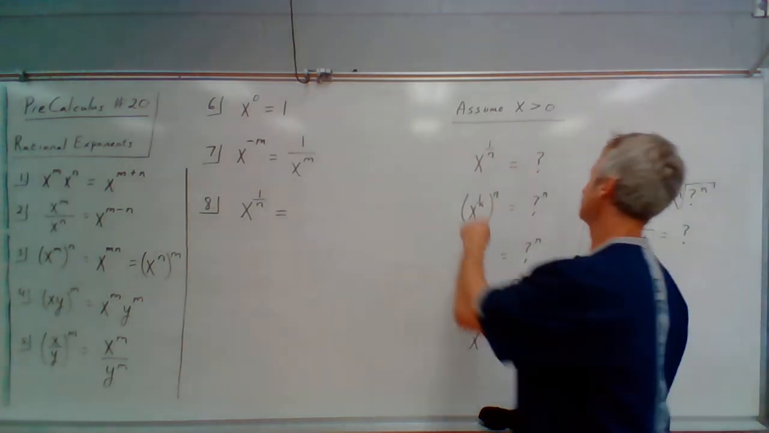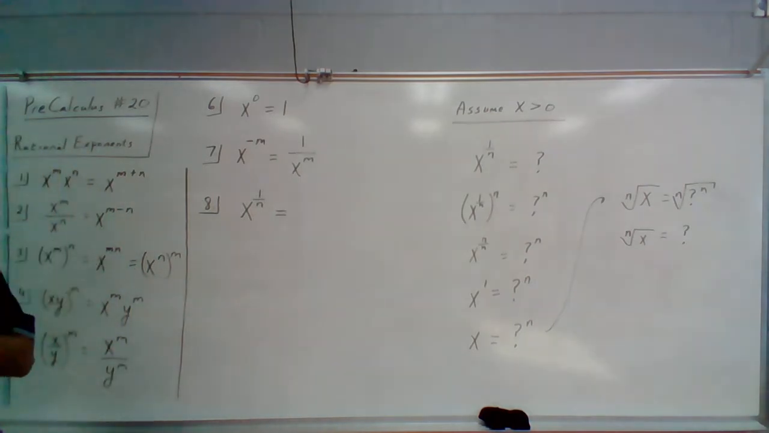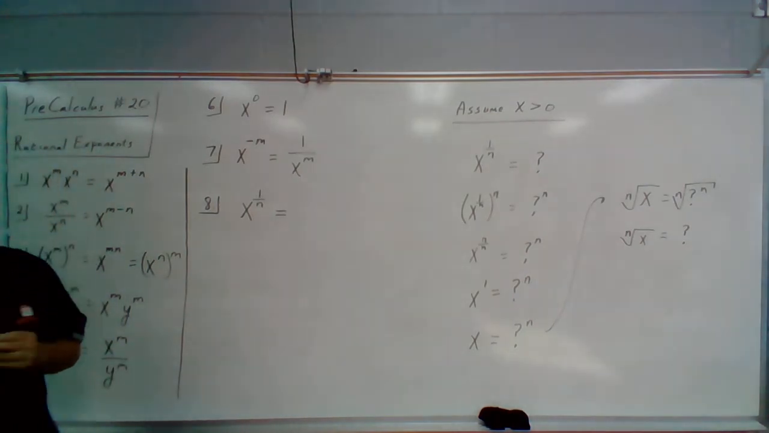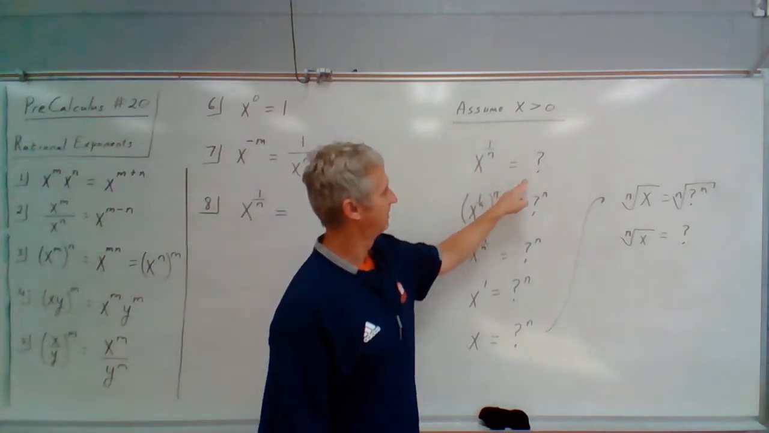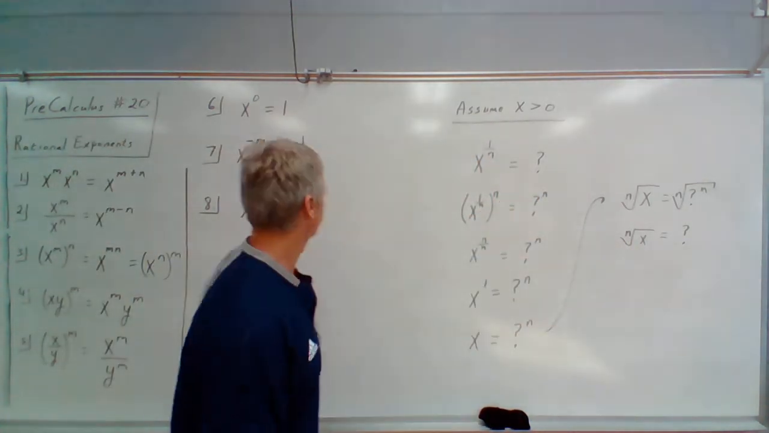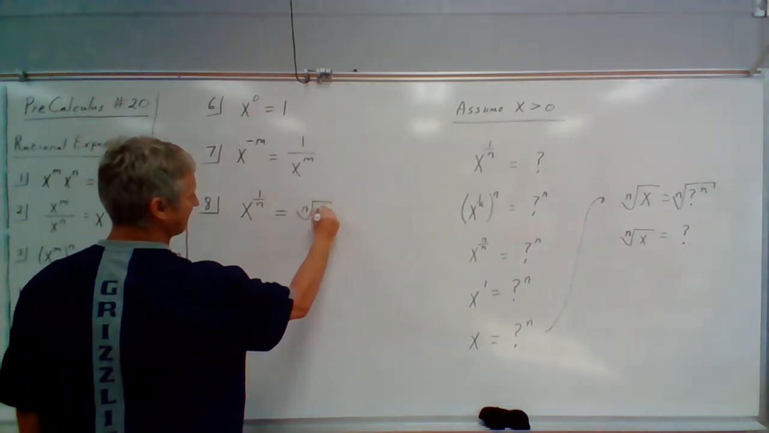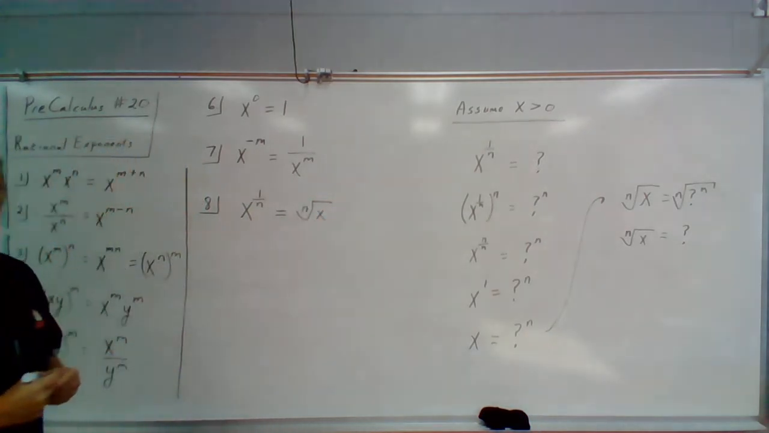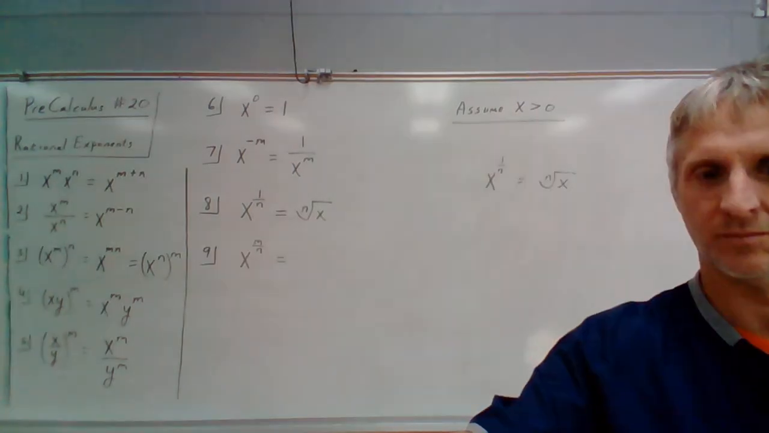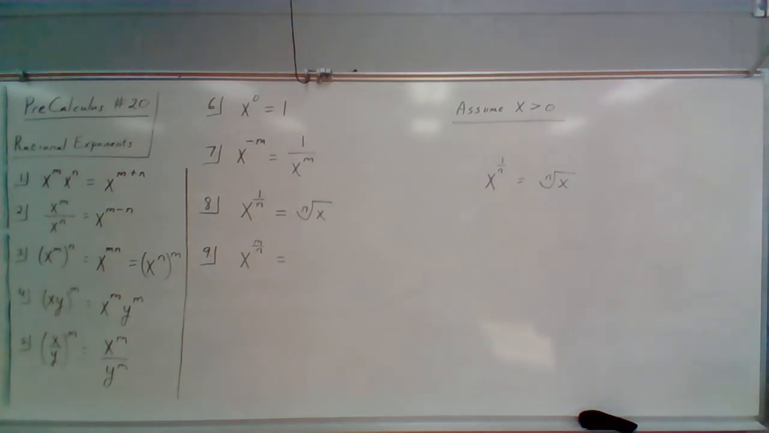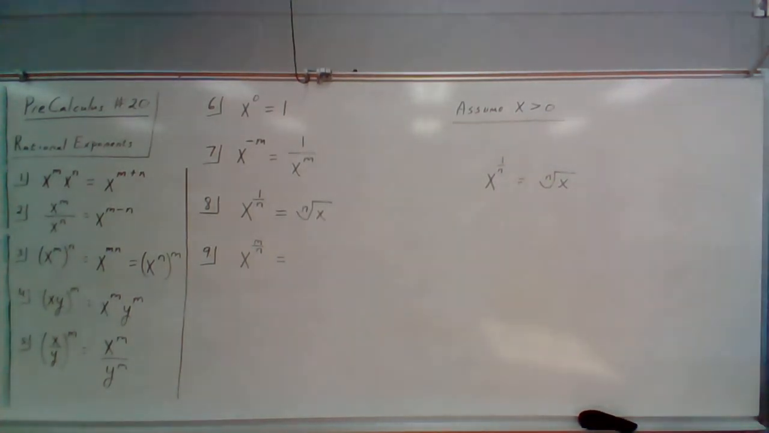And notice that we made the assumption here that x had to be bigger than 0 so that we avoid that little issue we had a few minutes ago. So as long as x is bigger than 0, x to the 1 over n has to equal the nth root of x. All right, so we have x to the 1 over n is equal to the nth root of x.